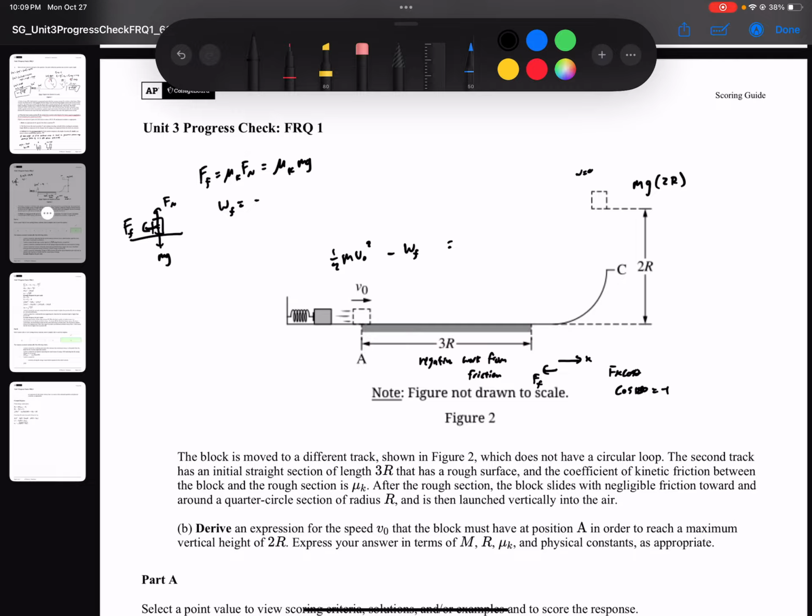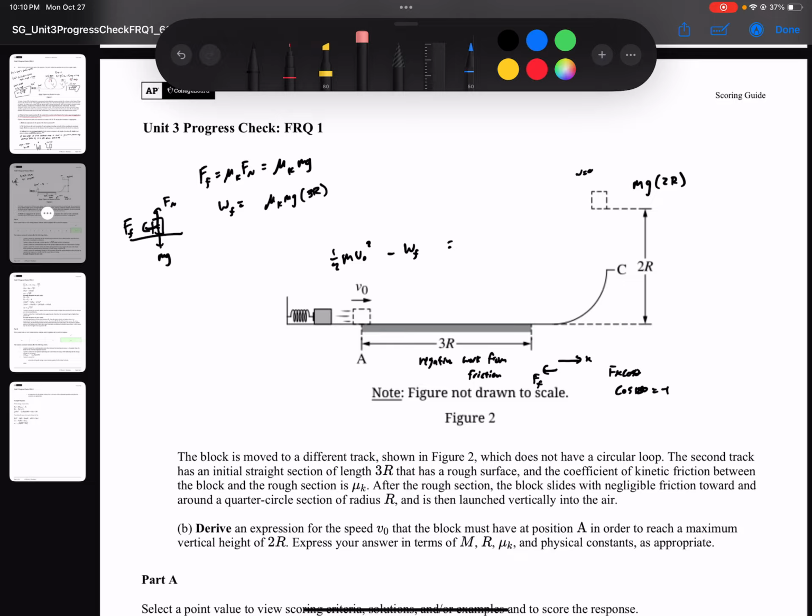So the work done by friction, I'm just going to write negative, and I know that my force is mu sub k times mg, and the distance is 3r. So that times 3r. I know I wrote it as a negative here, but I'm already encoding that with this equation. The mu sub k times mg times 3r is the magnitude of the work being done by friction, and I already understand that that energy is going away.